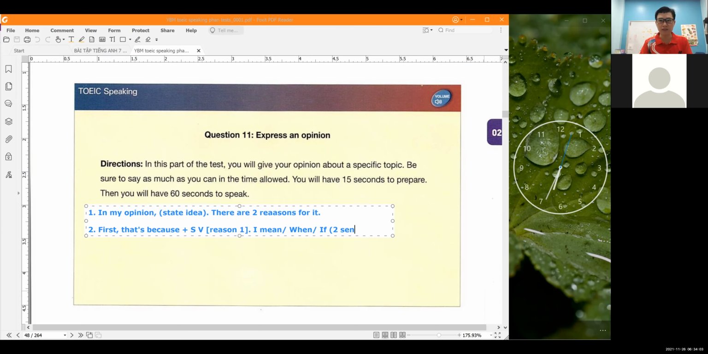At least 2 sentences. You got it? 2 sentences, at least. And then go on with for example, and at least 2 sentences. That's it. And step 3, you say second. Another reason is, or you can say one more reason is, and use a noun phrase or a clause. It's up to you. And this is the reason too.